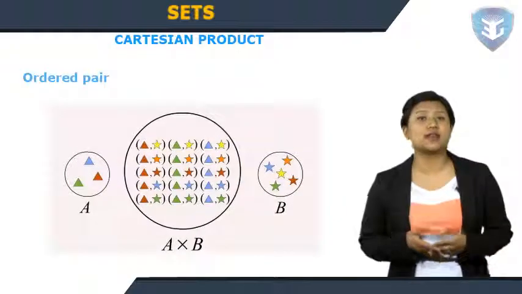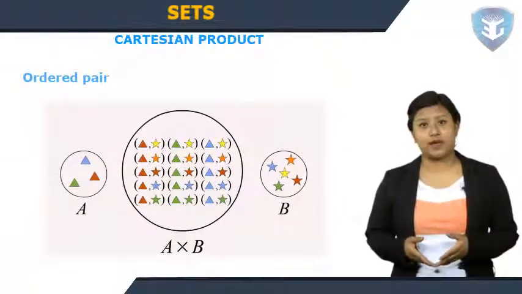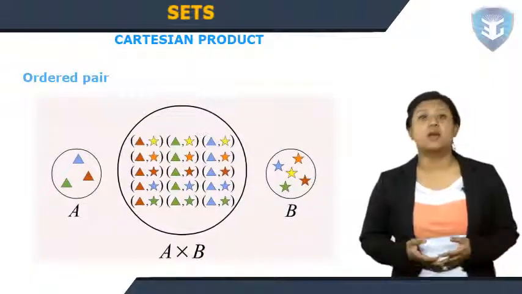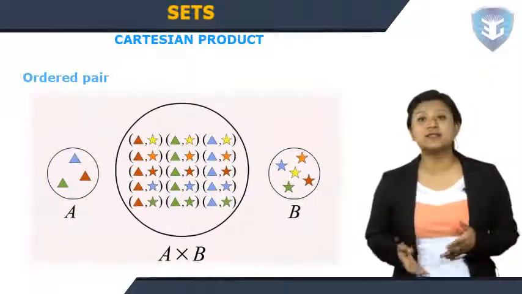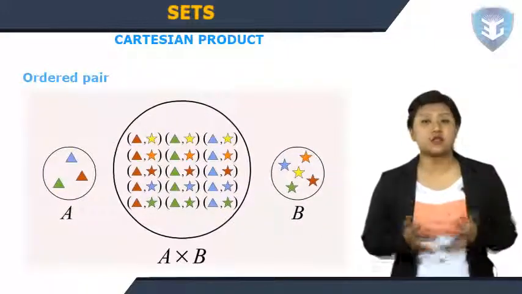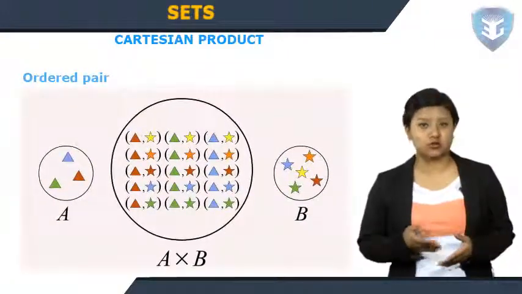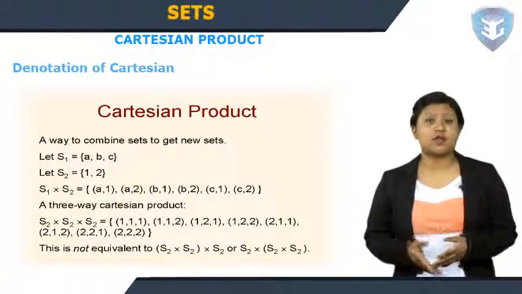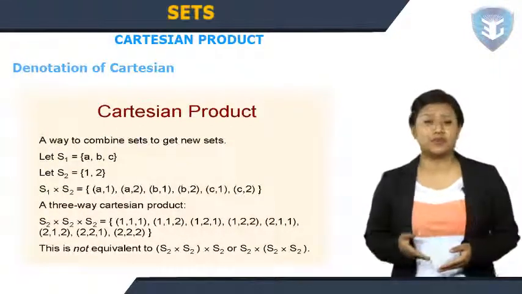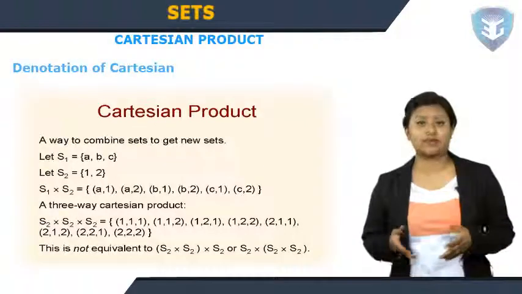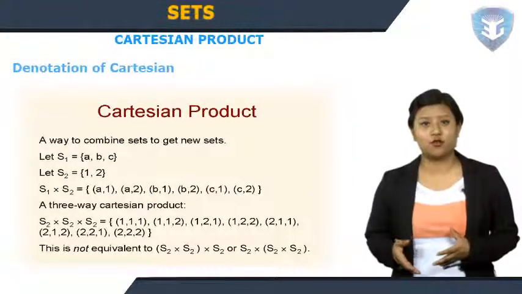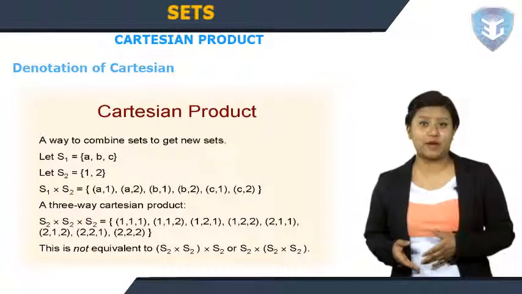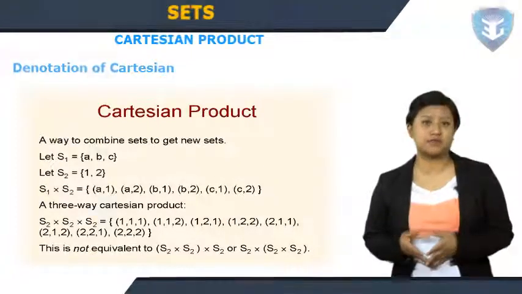Let's now understand the Cartesian product. Ordered pair. A pair is a set which has only two elements, like A and B. A pair can never have more than two or less than two elements. It always has exactly two elements. Denotation of Cartesian product. The Cartesian product of two sets A and B is the set of all ordered pairs (a, b), where the first element of the ordered pair, a, belongs to the first set A, and the second element of the ordered pair, b, belongs to the second set B.